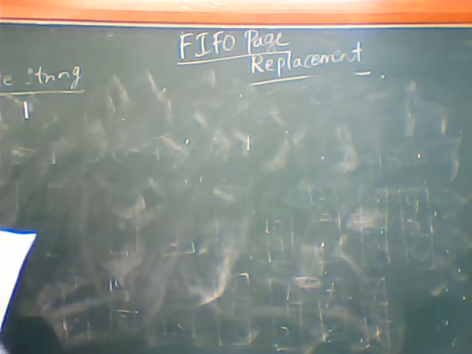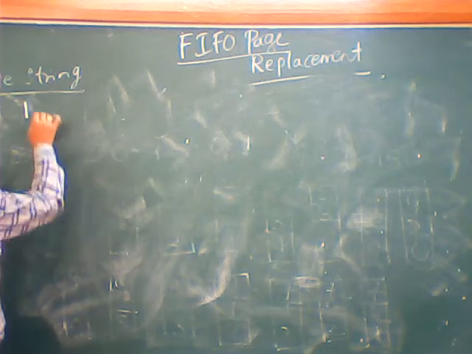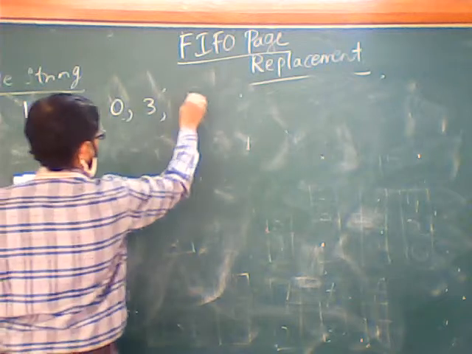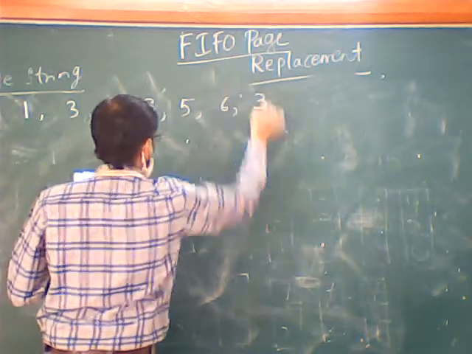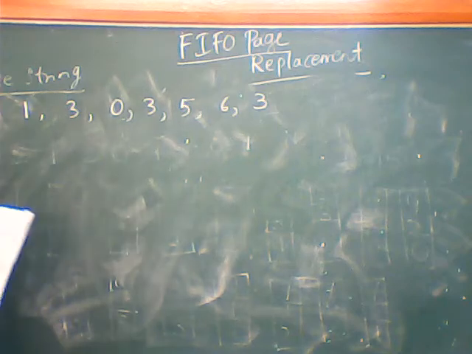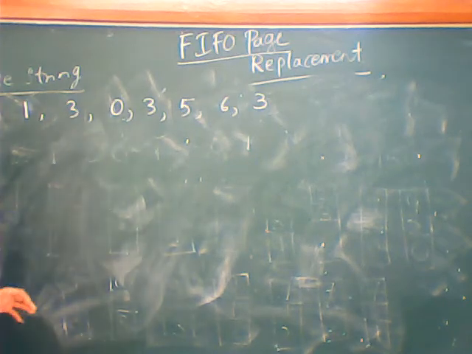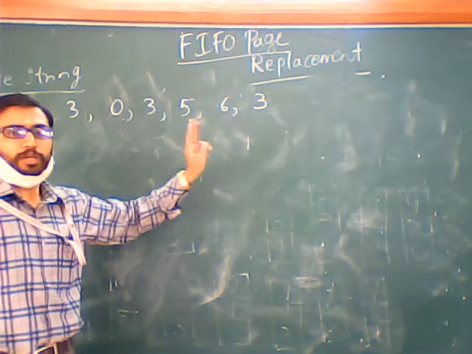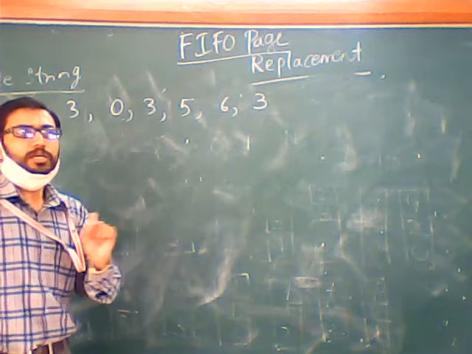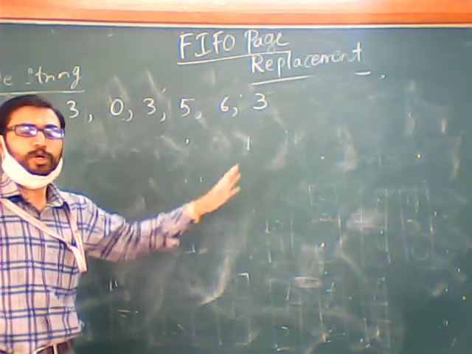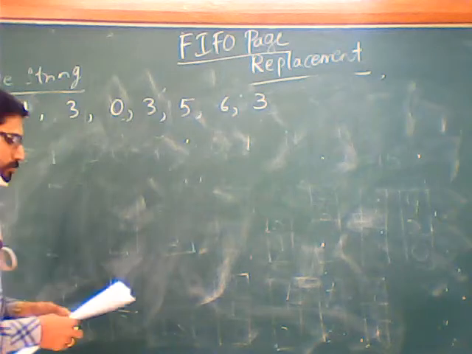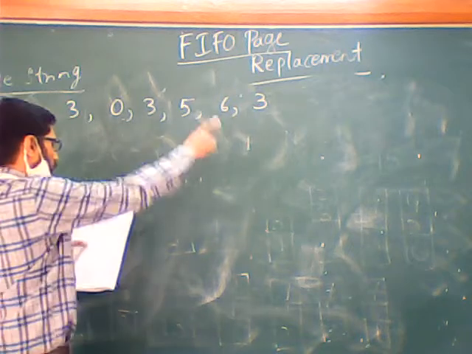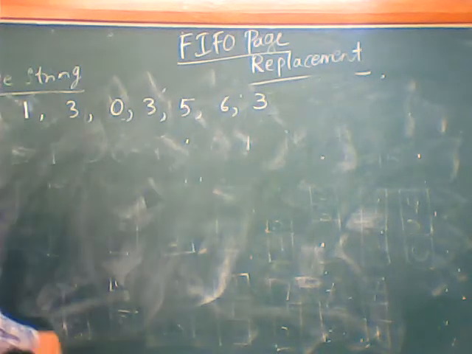Next example for the FIFO page replacement. The reference string is given as 1, 3, 0, 3, 5, 6, 3, and the frame size is given as 3. In the examination, sometimes they will not give the frame size. In that case you can assume that the frame size is 3. You will write that the frame size we are considering is 3, and according to that we have found it. The string is 1, 3, 0, 3, 5, 6, 3. So try finding it out.